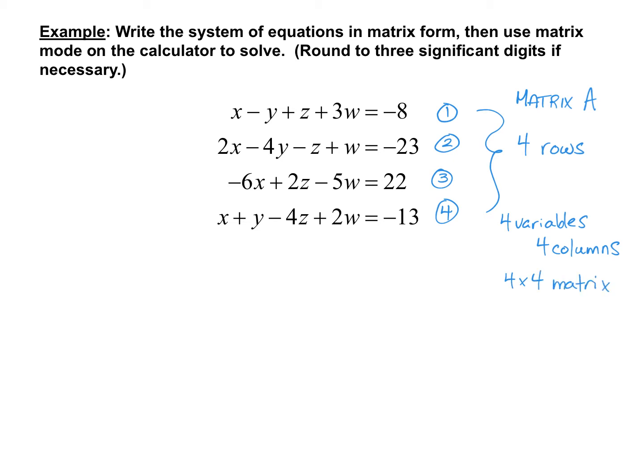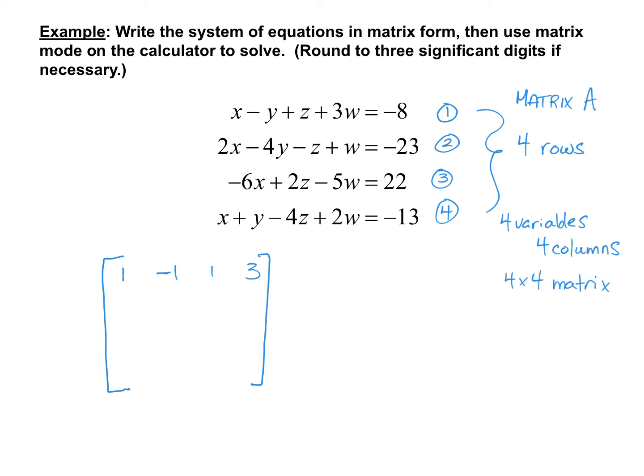So we start out by making our matrix for A. We just go through recording the coefficients from each of the variables in our equations. So for the first equation, we have 1, then the coefficient on the y is -1, then the coefficient on the z is 1, then the coefficient on the w is 3. So I'm just going to close off that matrix there.